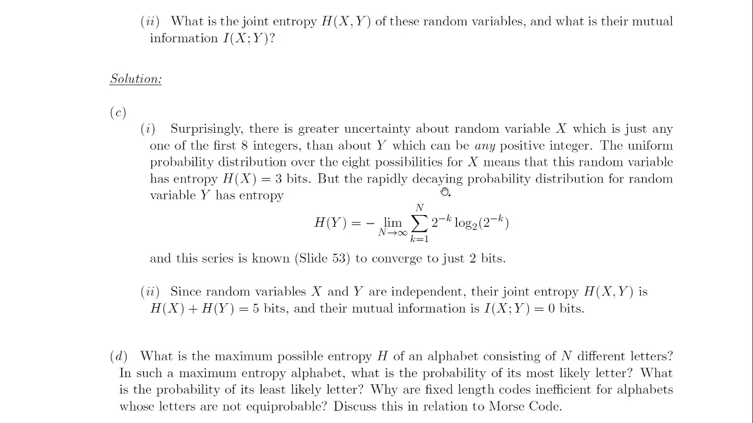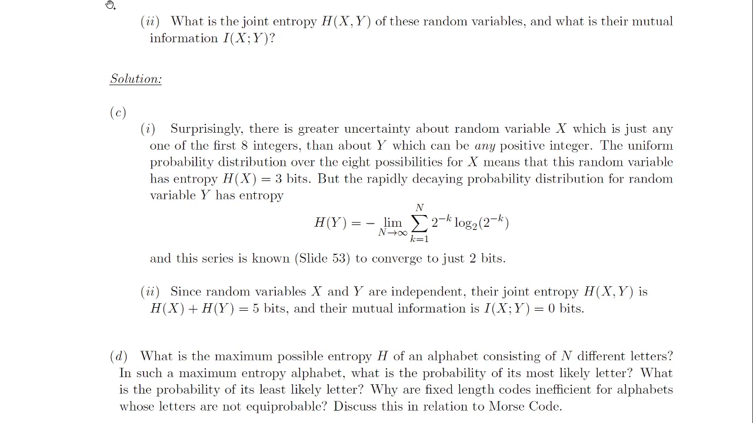So you can think of this as the game of 20 questions extended out to infinity, and the average, the entropy, and therefore the average number of questions you might have to ask, actually is just 2. This limit is known to be 2 bits. On slide 53, I think you saw this limit being invoked. So, in conclusion, there's more uncertainty about choosing one of 8 integers than having to choose one of an infinitude of integers when their probability distributions are as specified here. 3 bits versus 2 bits. I hope that might have been at least a little bit surprising at some point in your life.